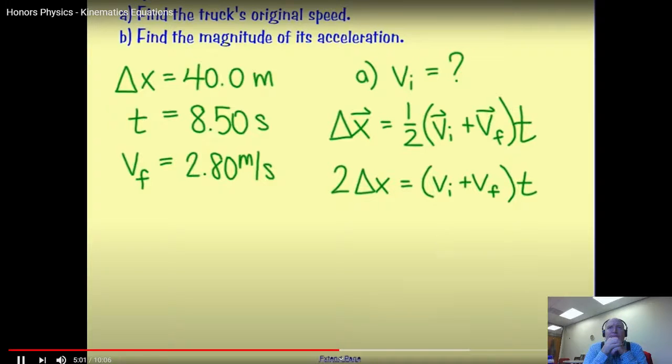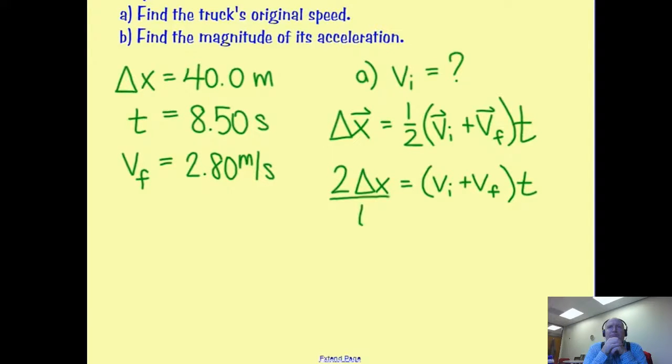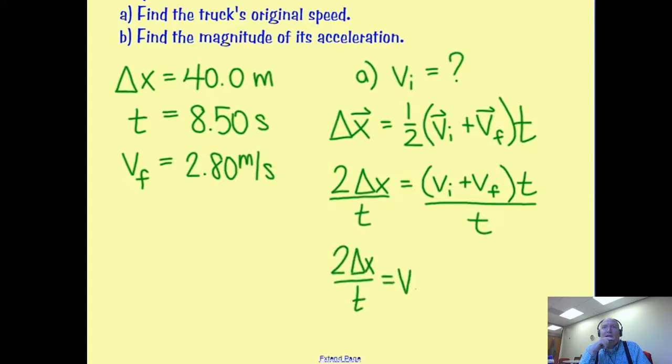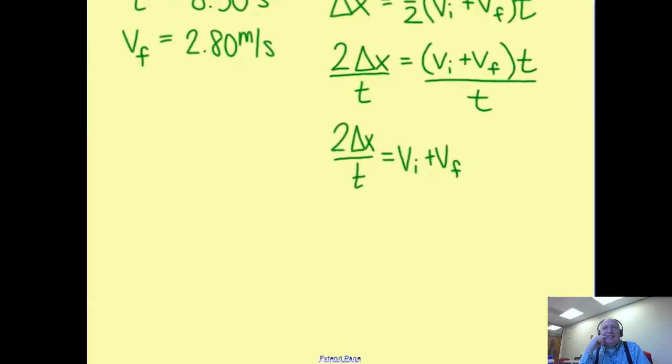Then I'll divide both sides by time. Oh, okay, so that's interesting. She didn't write it out. She's adding it all in one step. She didn't cross out the T's, though, so that's fascinating. Okay, but then she rewrote it. And lastly, I'll subtract the final velocity from both sides of the equation.